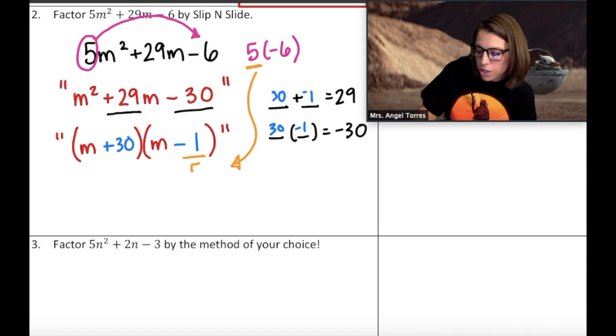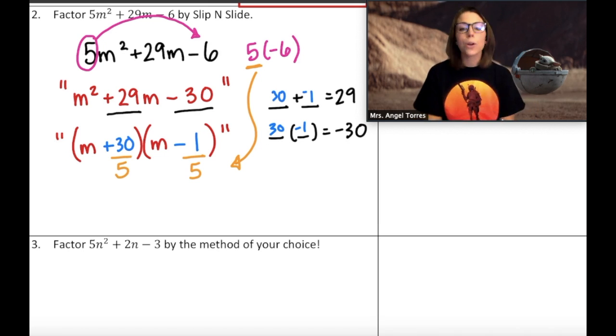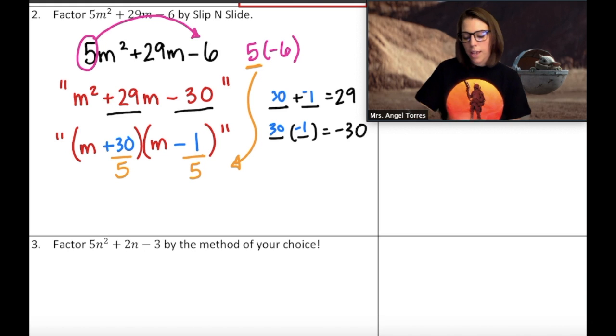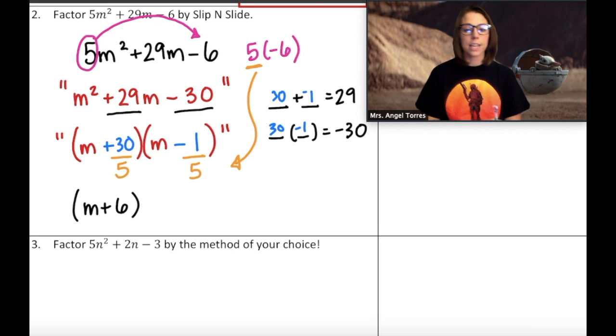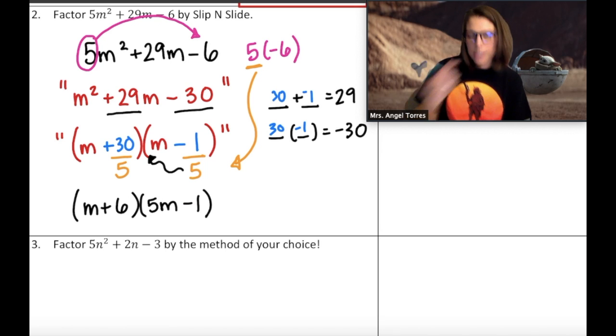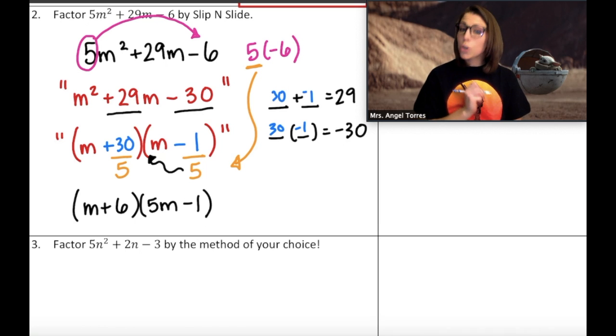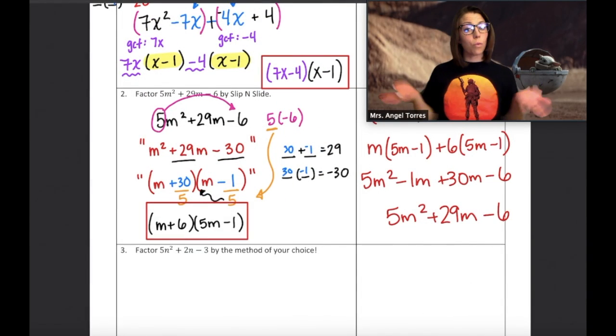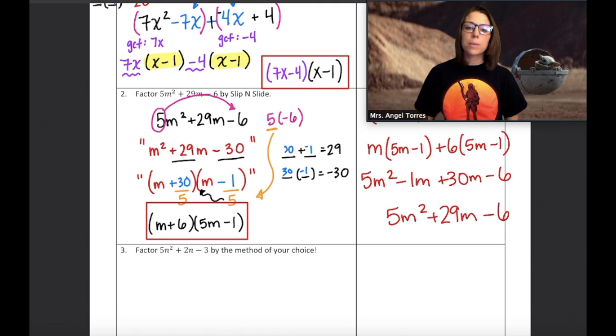To undo multiplication, we have to divide, and now we're going to simplify our two binomials. In our first binomial, 30 divided by 5 is 6, so we have m plus 6. But in our second binomial, we can't divide 1 by 5, so we're just going to flip that 5 as a coefficient in front of m, and we have 5m minus 1. And that could be our factored form. Let's check just to be sure. And voila, it appears to be correct. So that means that m plus 6 times 5m minus 1 is the equivalent factored form of the trinomial that we started with.